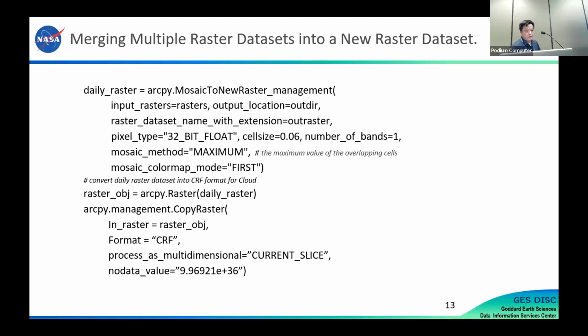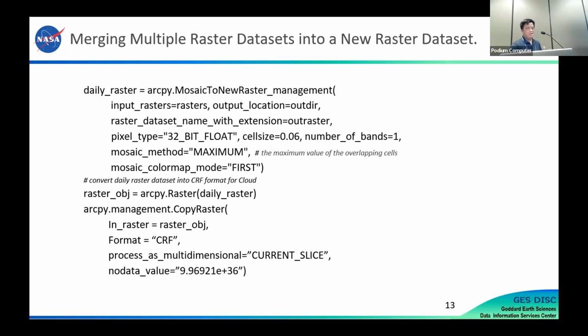So after we created the gridded dataset, as I just mentioned, there are multiple TROPOMI Level 2 data files available for each day, typically ranging from 14 to 15. To merge these data files into a single raster dataset that covers the global extent, we use the Mosaic To New Raster function to merge the input rasters into a seamless mosaic. Additionally, we create a new raster dataset in the Cloud Raster Format.